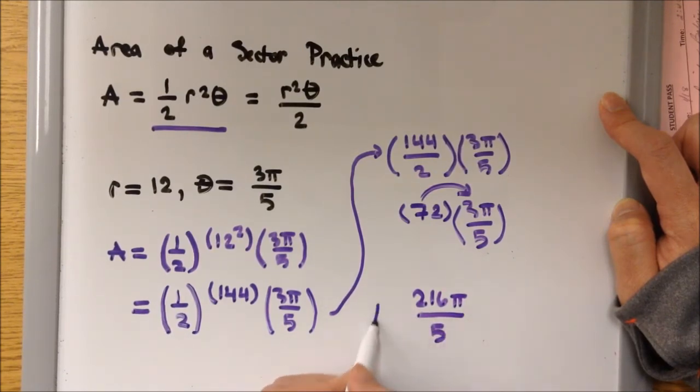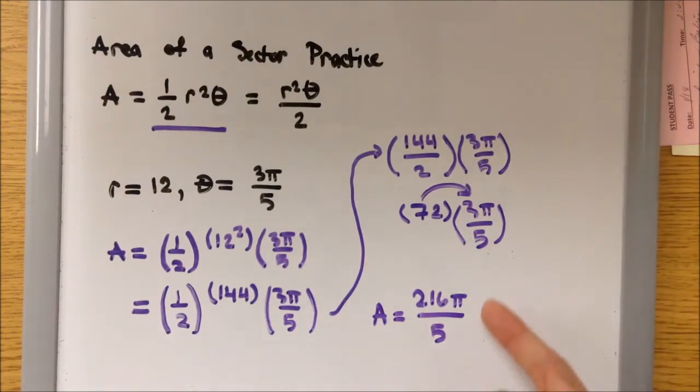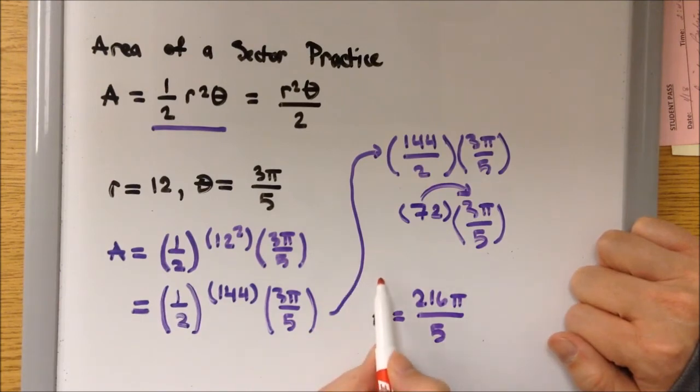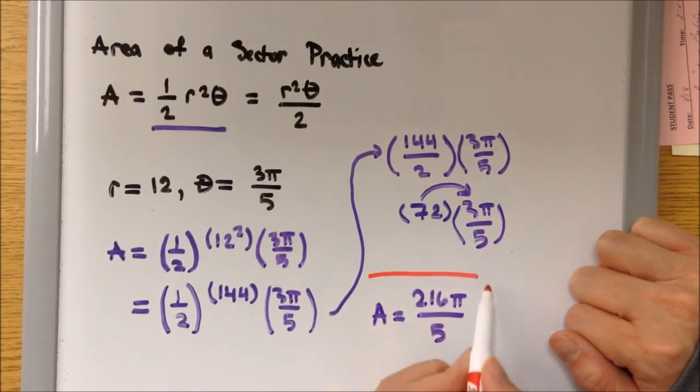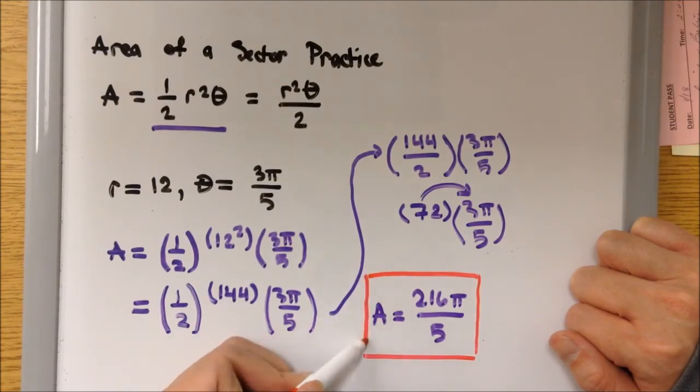So this is our area of a sector. And then let's check. Is there anything common between 216 and 5? 216 ends with a 6, so it's divisible by 2 or 3 or 6, not 5. So there's nothing common between 216 and 5. So the area of the sector is 216 pi over 5, and that is our final answer.